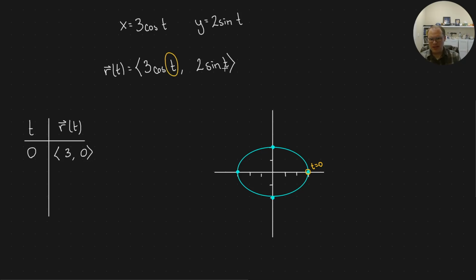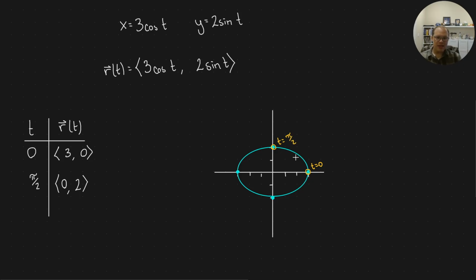And then one more. I want to plug in a t that's going to make this easy to evaluate. So I'm going to plug in pi over 2. If I plug in pi over 2, cosine of pi over 2 is 0, so that first component is 0. Sine of pi over 2 is 1, so that second component is 2 times 1, or 2. I get this guy up here. t equals pi over 2.